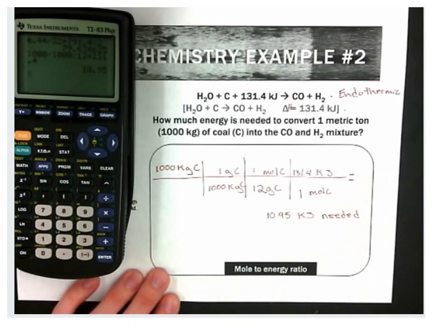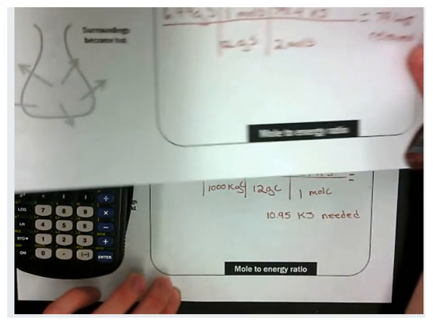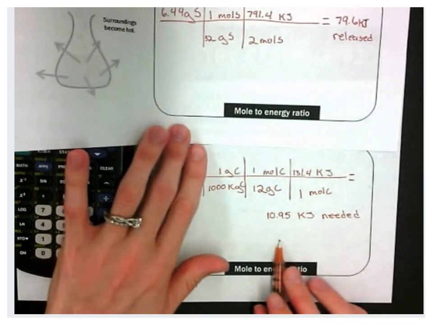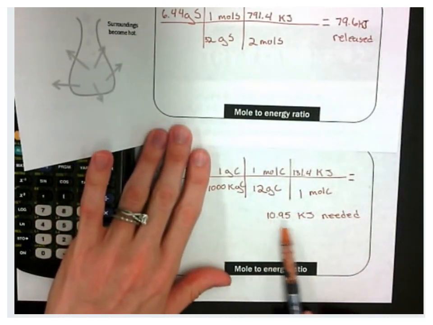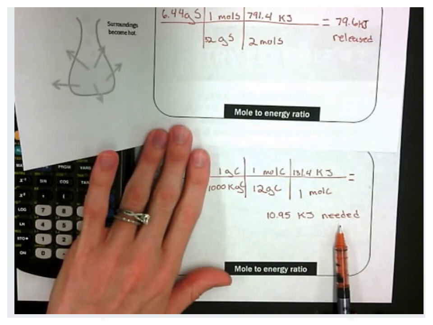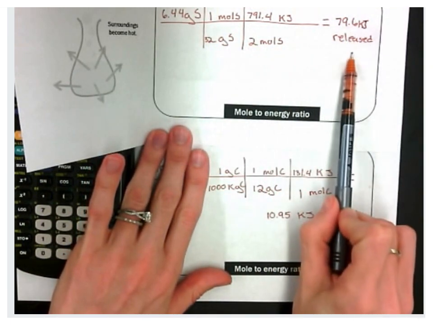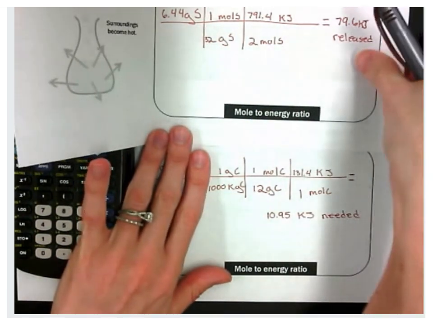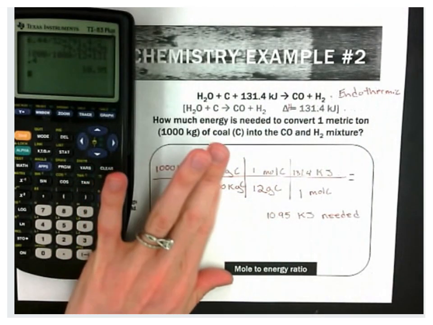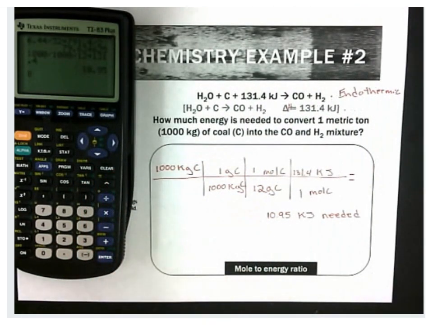Okay, notice I'm not just putting a number with units. For this endothermic reaction, energy is needed. For this exothermic reaction, energy was released. Those are important distinctions. Come prepared to class tomorrow to perform one of these or many of these calculations on your own. So review if necessary.